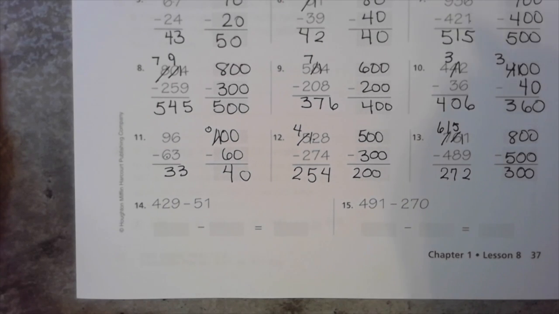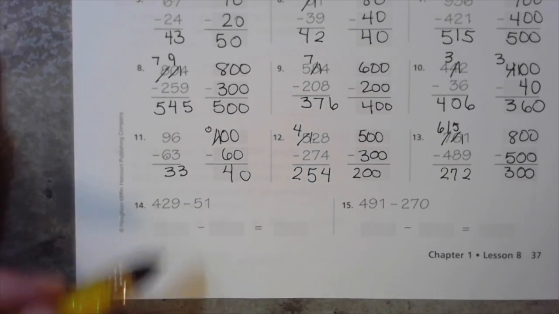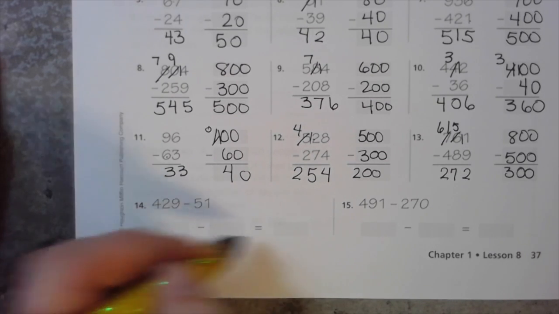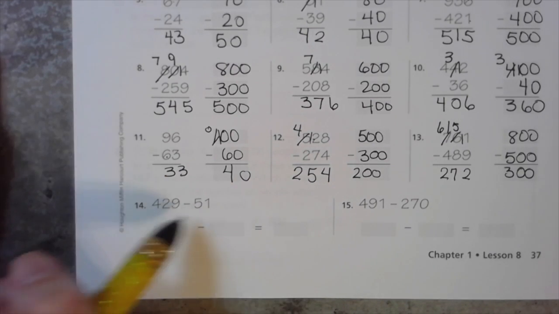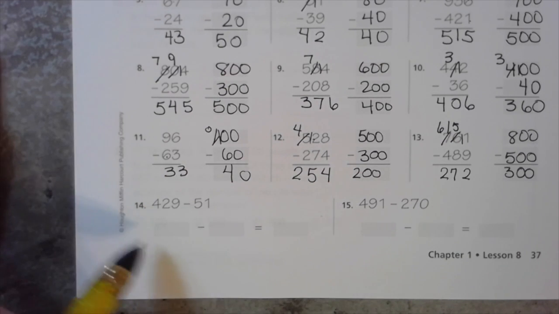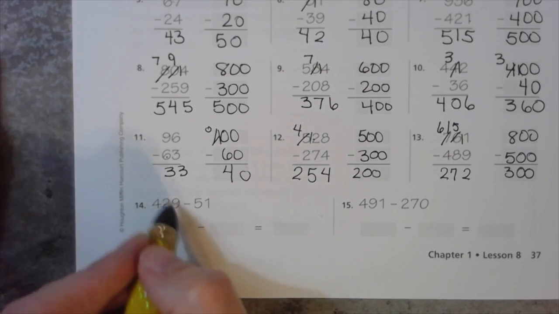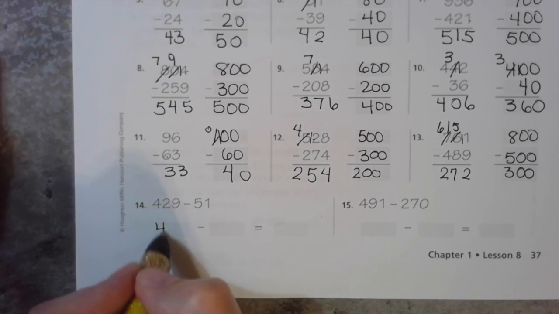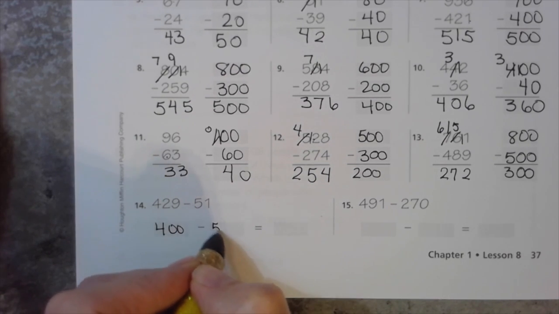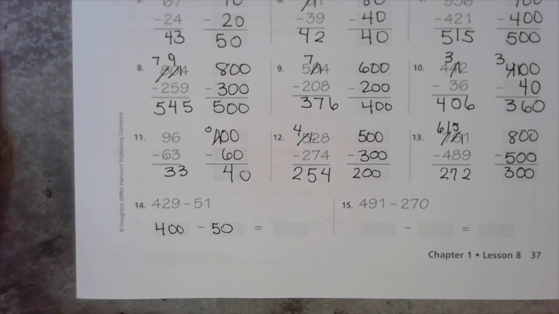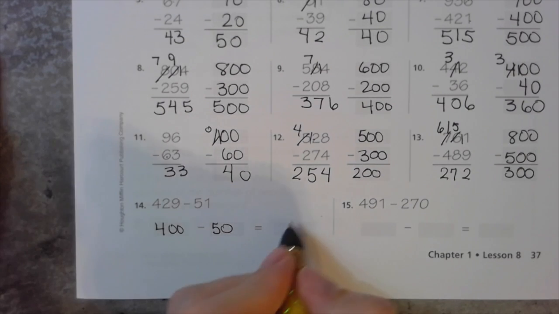Okay, so for the next problems, I'm going to give you an option. You can always work it vertically. That means up and down instead of horizontally. But for our estimates or our rounding numbers, it's really not bad to work horizontally. 429 rounds to 400. 51 rounds to 50. Okay, so 400 minus 50 is 350.